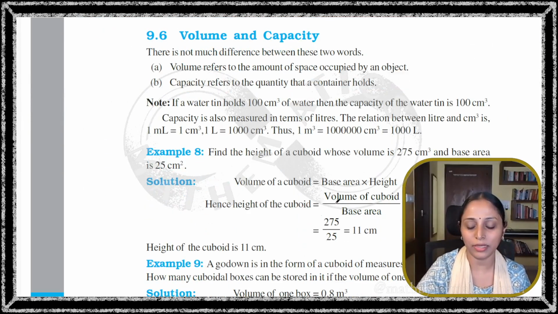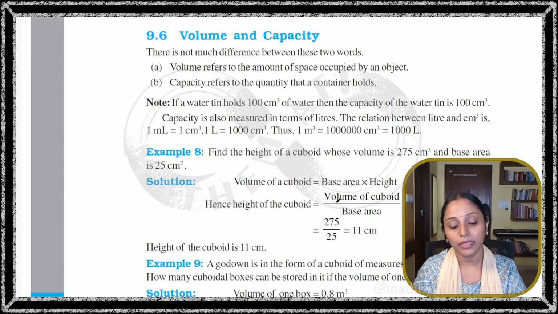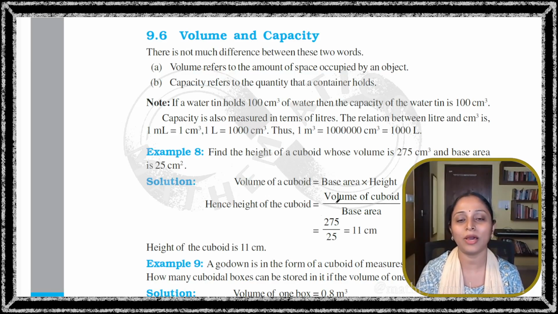Next comes volume and capacity. Here capacity is a term usually used for liquids. That is, if you have a container, you usually say what is the capacity of the container. That is how many liters of a given liquid can you fill in this particular container. Also, in a colloquial sense, it is used for what is the capacity of a room, that is, the number of chairs that you can fit in a room so as to conduct a class or a show or anything.